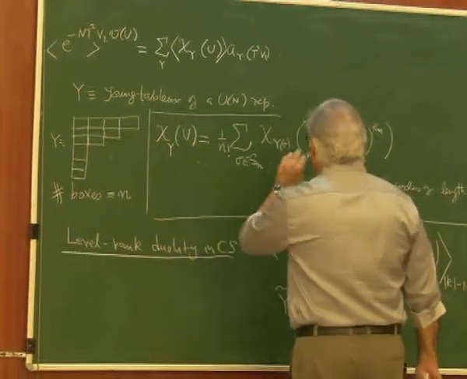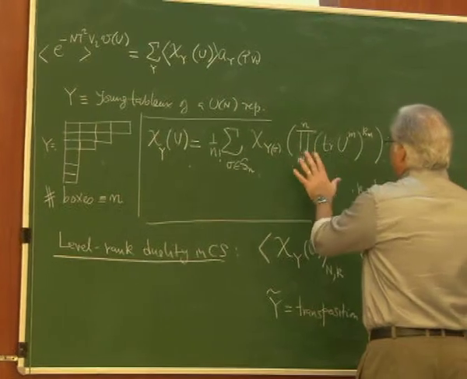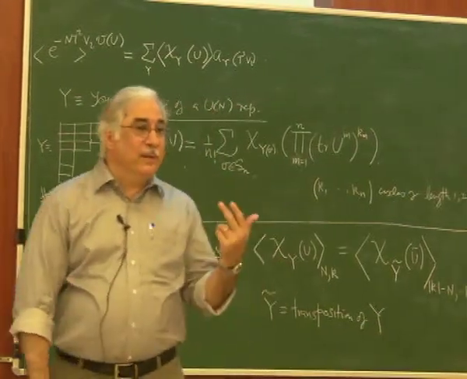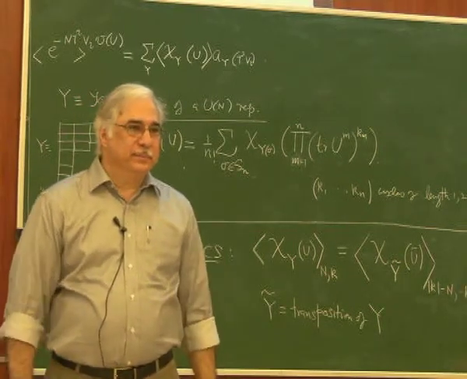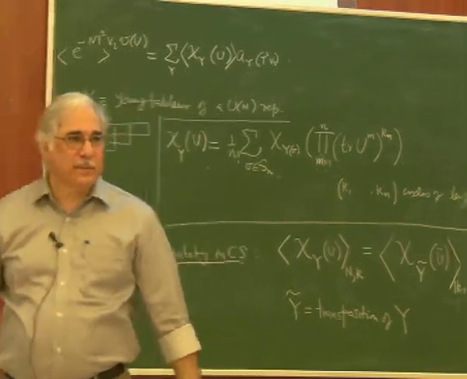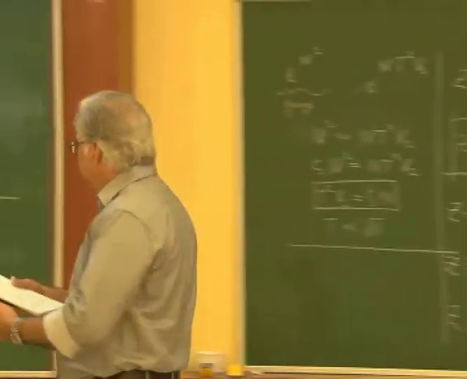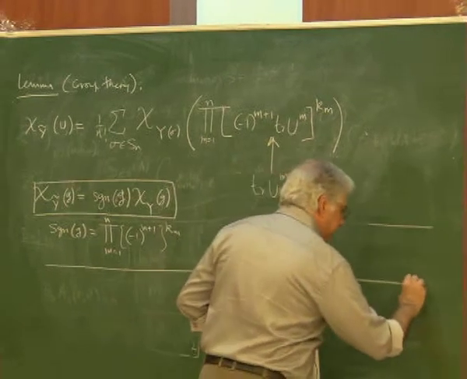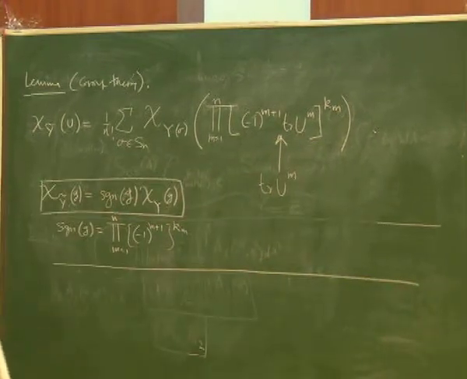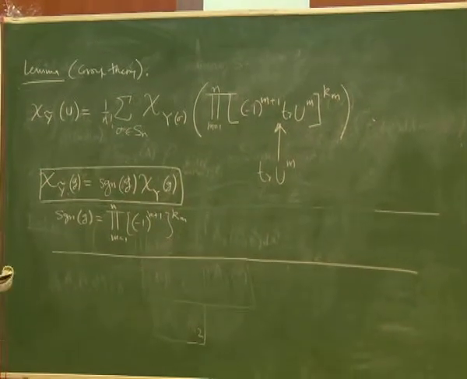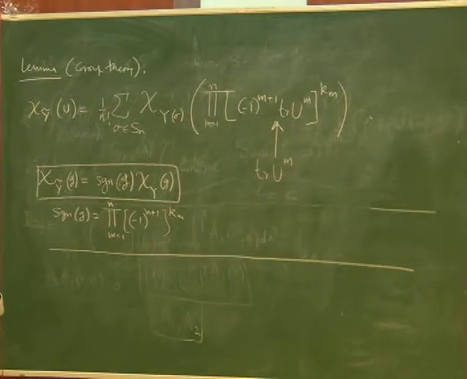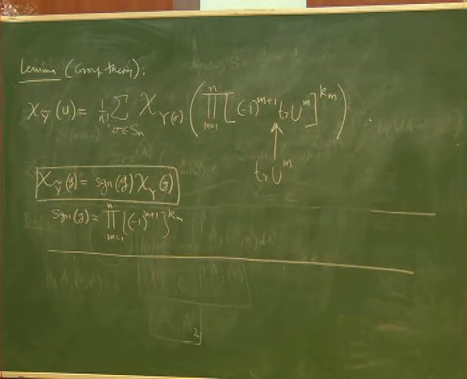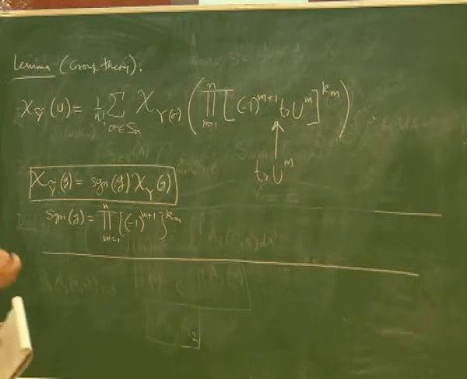So if I put Y here, how are the Wilson loops related? You get a simple formula for the way the Wilson loops are related. That is what it says. So this is the statement of level rank duality in terms of the Wilson loops.